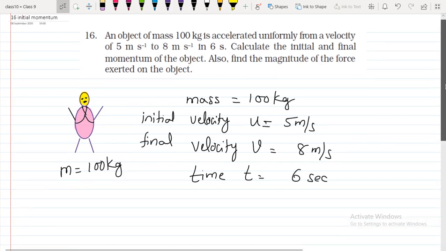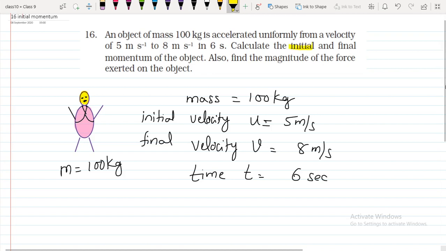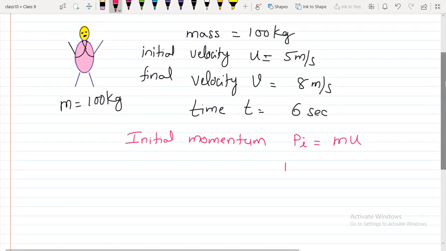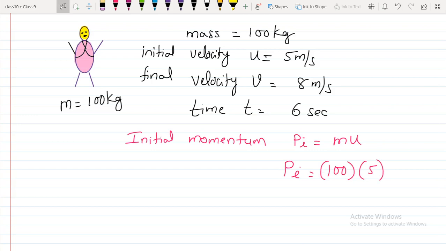What we need to calculate here? First we need to calculate the initial and final momentum. What is initial momentum of the object and what is final momentum of the object? Let's calculate first initial momentum. So initial momentum, if you take that as p suffix i, initial momentum equal to mass into initial velocity. So that is the initial momentum formula. So initial momentum p suffix i equal to mass is given 100 and initial velocity equal to 5, units will be kg meter per second. So initial momentum p suffix i equal to 500 kg meter per second. That is the initial momentum of the object.